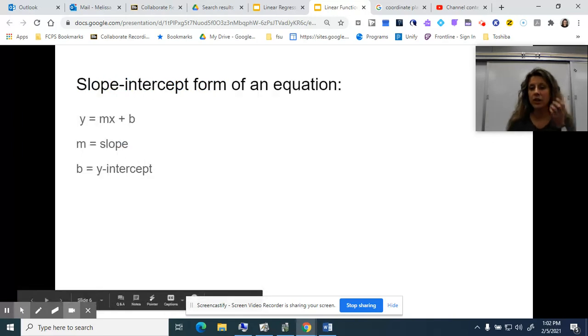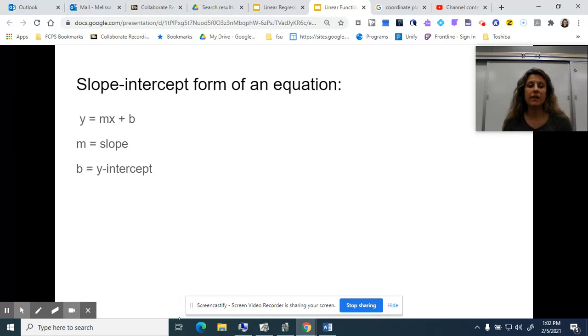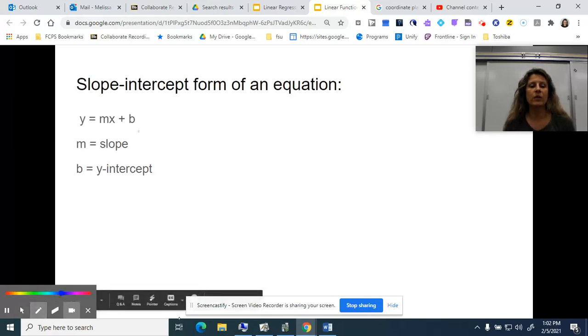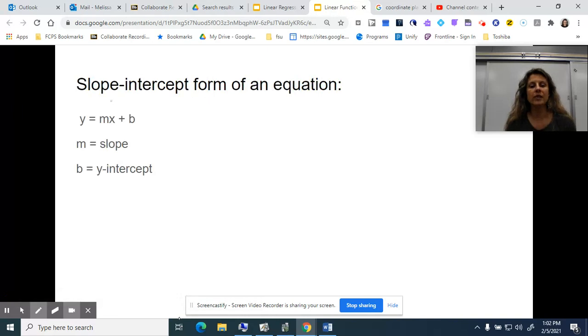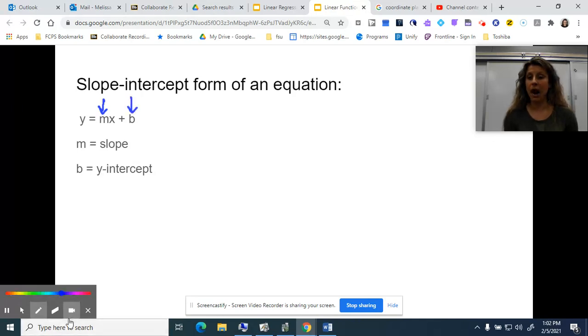Okay, so now we're going to start to talk about graphing lines, and specifically we're going to be dealing with what's called slope-intercept form of an equation, which looks like y equals mx plus b. We just talked about m. M is the slope. And then b stands for the y-intercept. Okay, so we're going to practice graphing some lines that are in slope-intercept form.